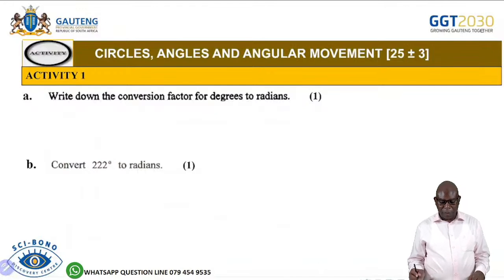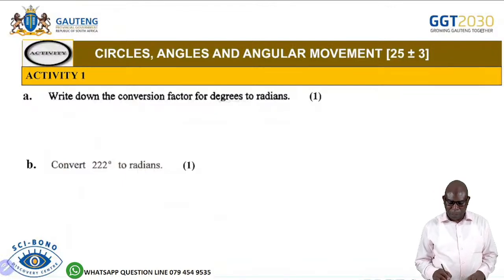So write down the conversion factor. That conversion factor is already there in the formula sheet. So in other words, how do I convert this? From degrees to radians. From degrees to radians, I multiply by pi over 180 degrees.